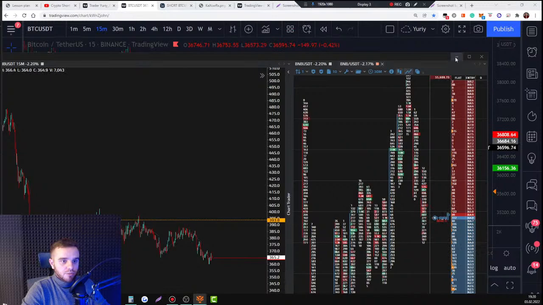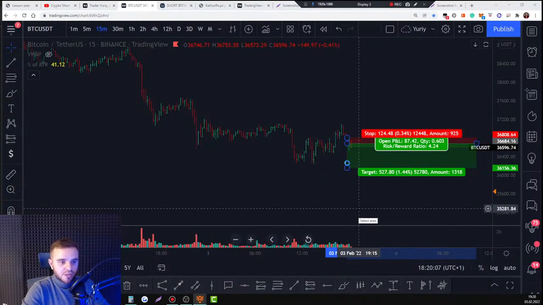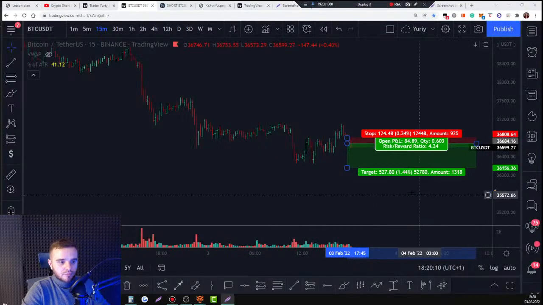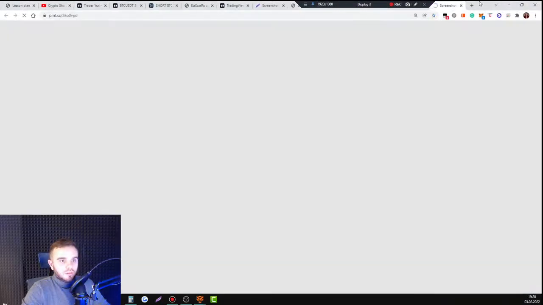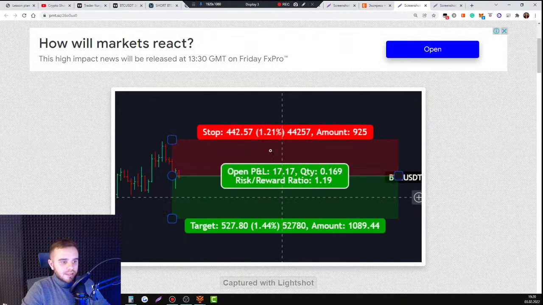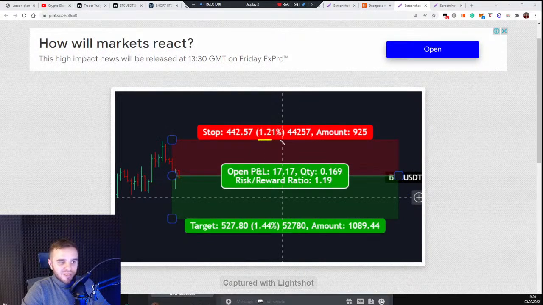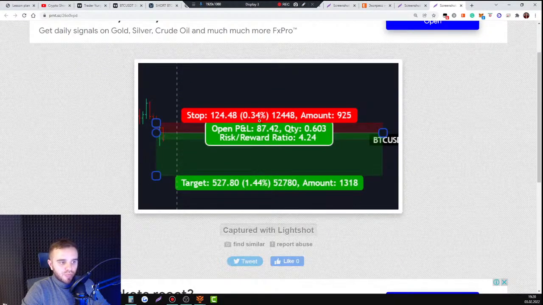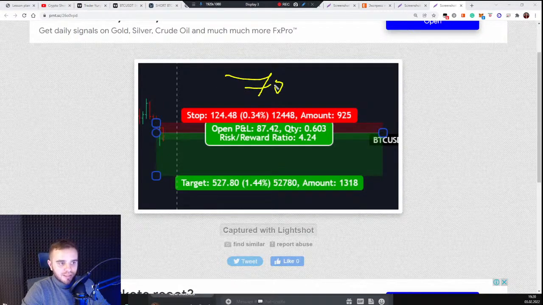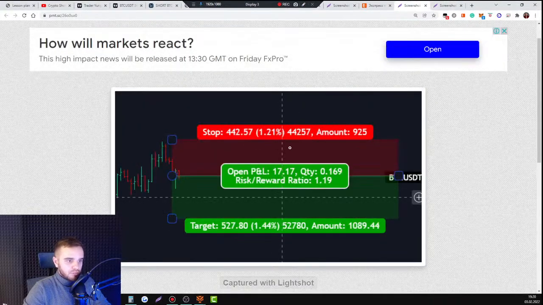Let me do all of this. You decided that your stop loss size would be different. Like in this example, your stop loss size in percent of price movement is 1.21%. In this example, 0.34%. In every case, your risk per trade is 75 USD without commissions. But in both cases, what's the difference? Stop loss size in percent and quantity, the amount of coins that you should take into position.